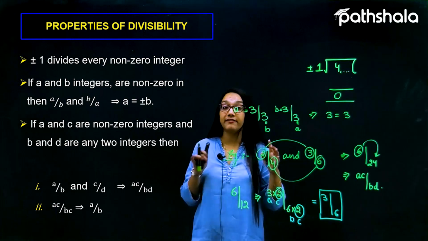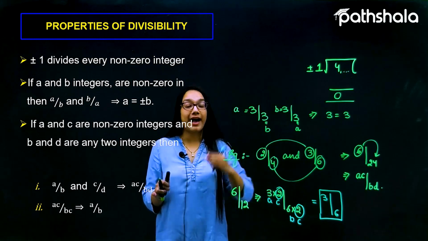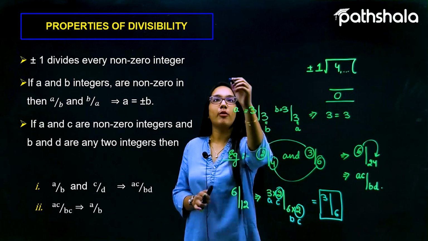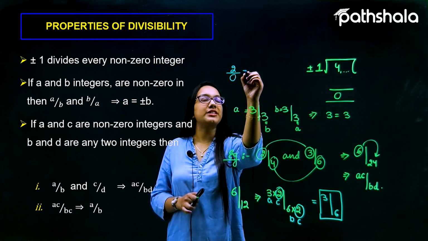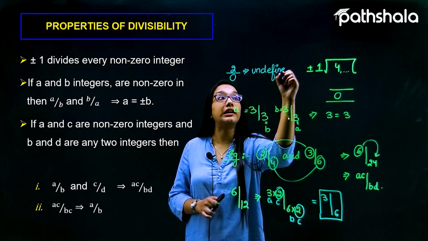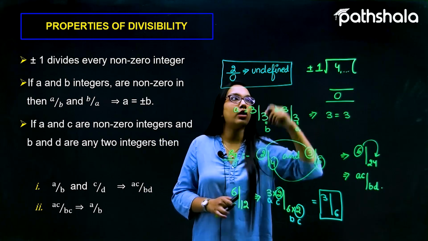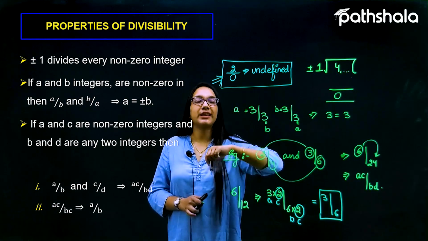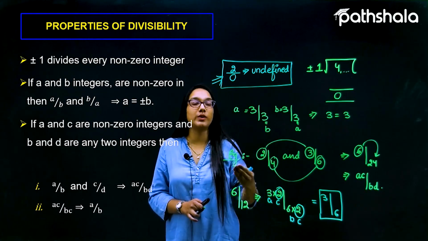0 cannot divide any particular non-zero integer, because the representation of 0 dividing any particular number should be of the form, let us suppose I'm taking an example of dividing a number 2 by a number 0. So this representation is definitely called an undefined form. I will say 0 cannot divide a number 2, because this particular formation is always undefined.